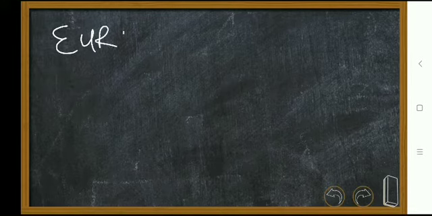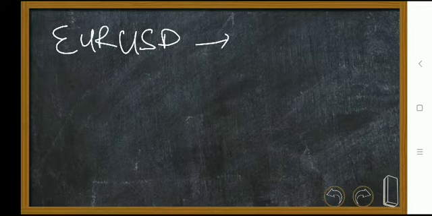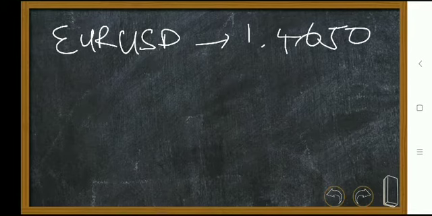Let me use this. It's a chart. Let's see. For Euro USD. Okay. Price was at 1.4650. Then this is the market. Let's see. This is the starting price.